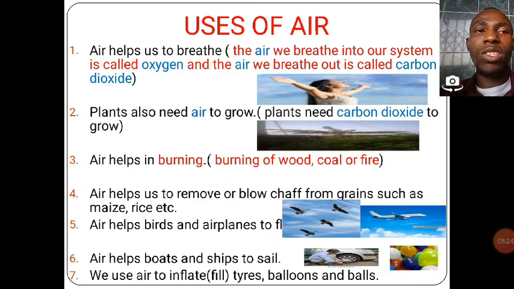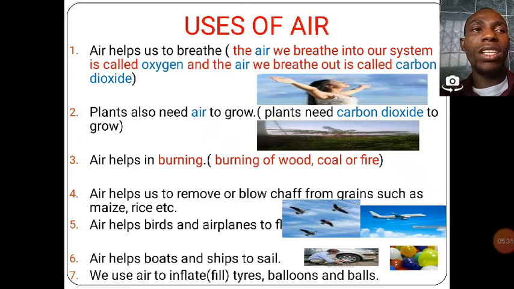2. Plants also need air to grow. Plants need carbon dioxide. As human beings breathe out carbon dioxide, plants also use the carbon dioxide in the growing process.